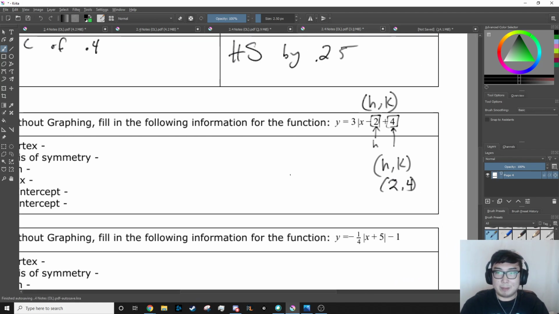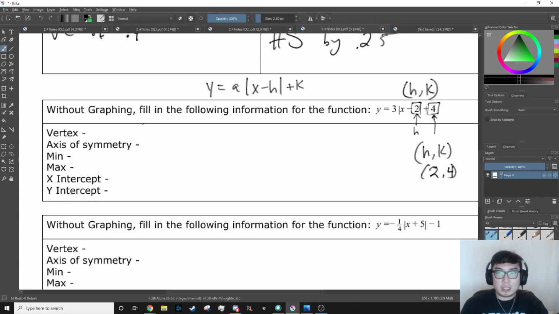Not negative 2, 4. Positive 2, 4. Because my base equation is y equals A times the absolute value of x minus h plus k. You see how the base equation says x minus? This has an x minus. So h must be 2. So the vertex is hk, which is equal to 2, 4. Nice. Another free one is the axis of symmetry, which is x is equal to h, which turns into x is equal to 2.